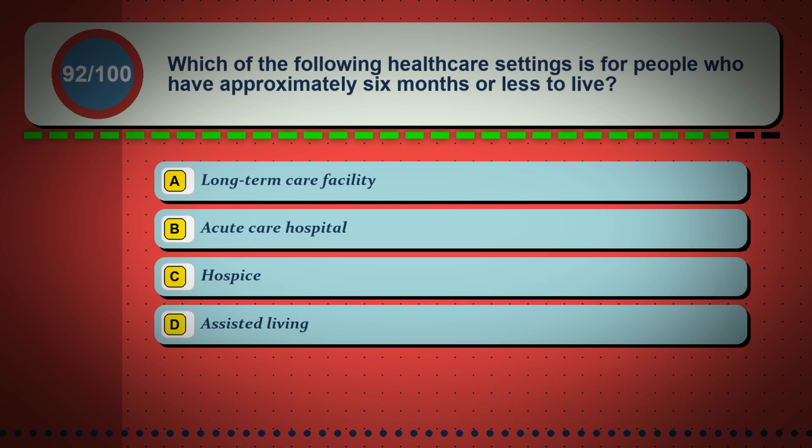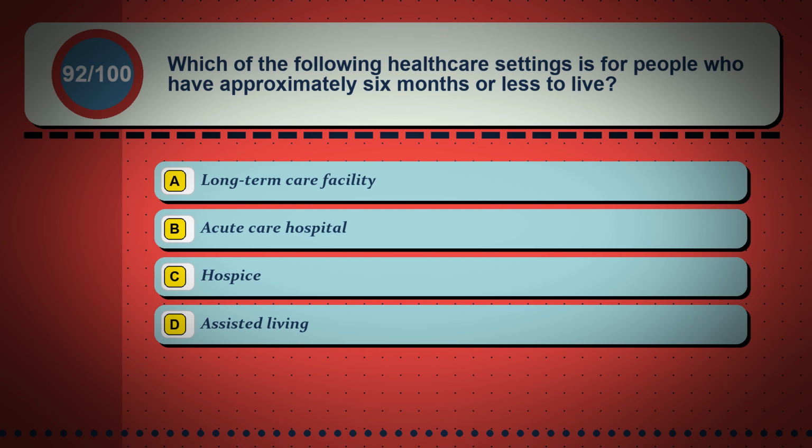Question 92. Which of the following healthcare settings is for people who have approximately 6 months or less to live? Option A, long-term care facility. Option B, acute care hospital. Option C, hospice. Option D, assisted living.